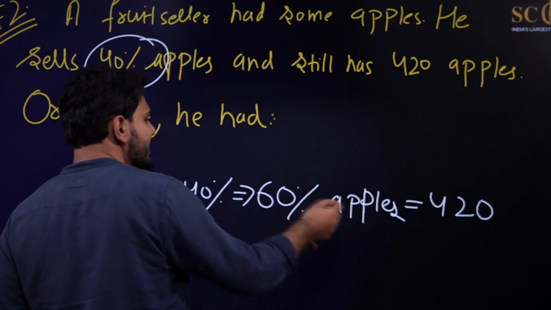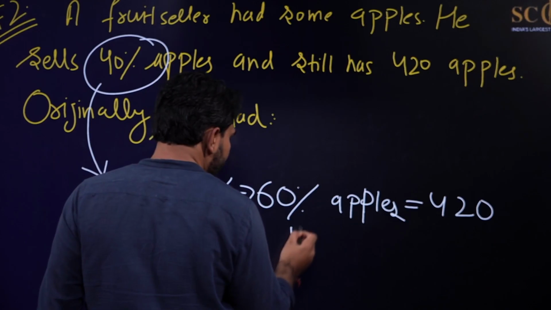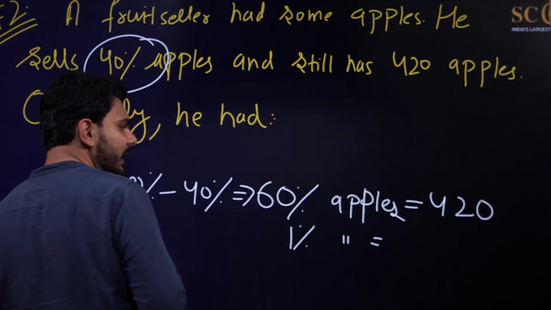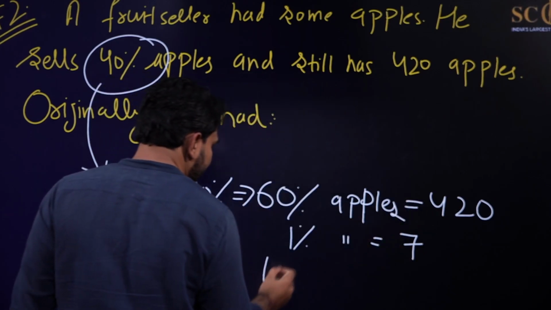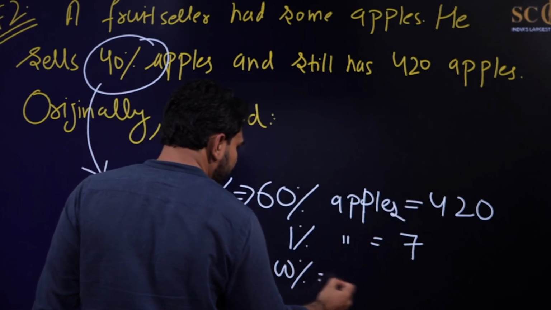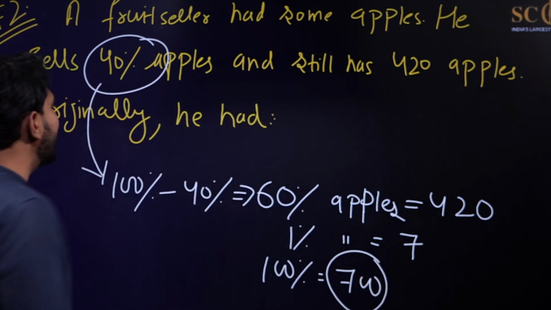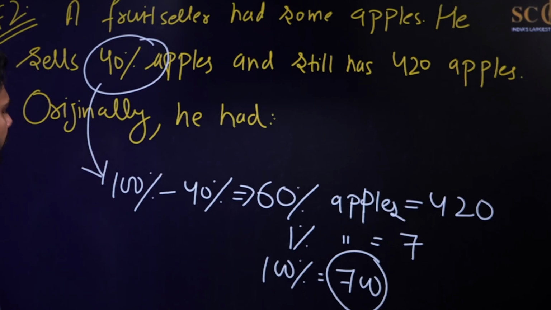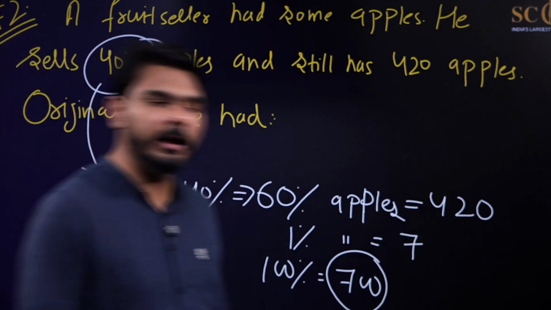So 60% apples is 420. So 1% apples is equal to how much? 1% apples will be equal to 420 upon 60. It will be 7. So what will be 100%? What will be the total? It will be 700, isn't it? Because you have to find how many apples he originally had. Okay, so he was having 700 apples.